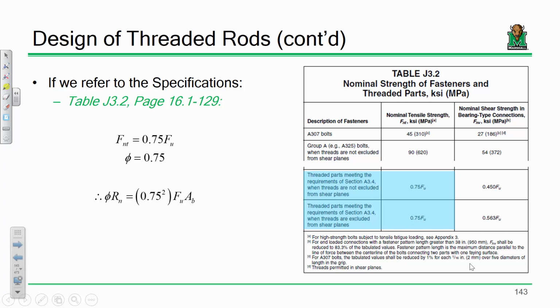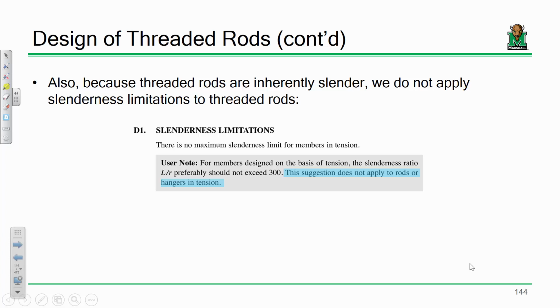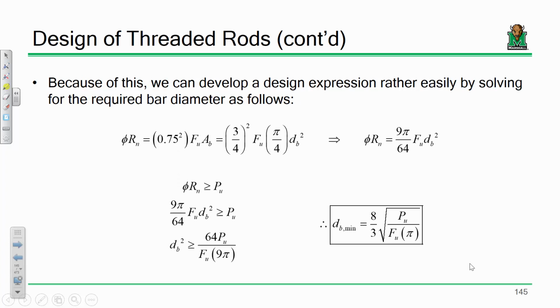All right. We're running out of time, but don't worry, we'll have a clear example of this later. A couple things I'll mention. We do not deal with slenderness because it's a slender rod, so we don't have to consider that. If we have 0.75 squared F_u A_b, and A_b is pi over 4 times the diameter squared, in design mode all I care about is the diameter. So I can do a little bit of algebra and retool this to come up with a really simple expression for threaded rod design. And trust me, it is very, very simple.